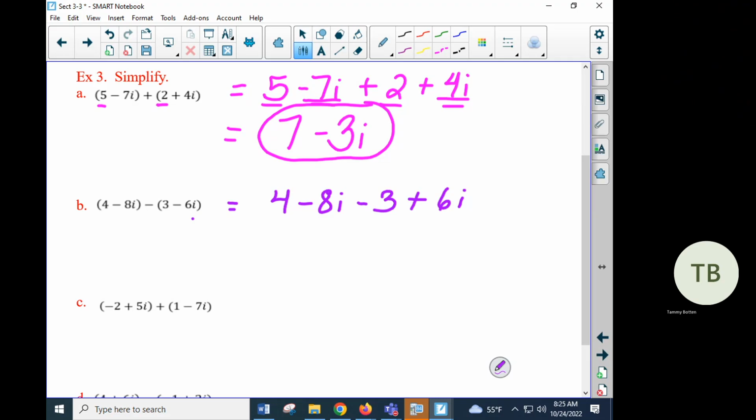Another thing kids will do if that's confusing is they'll think of this as -1 times each of these. And -1 times 3 is -3, -1 times -6i is plus 6i. Now we can combine our real parts, and 4 minus 3 is 1. -8i plus 6i is minus 2i, and that's our answer.